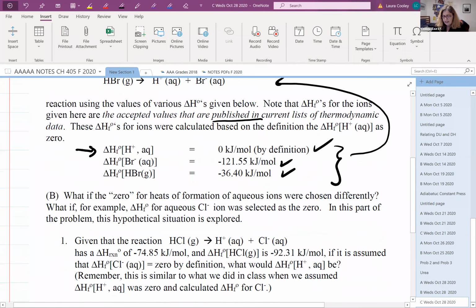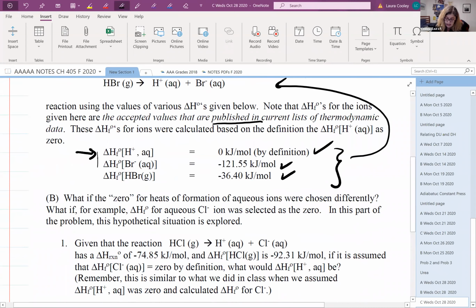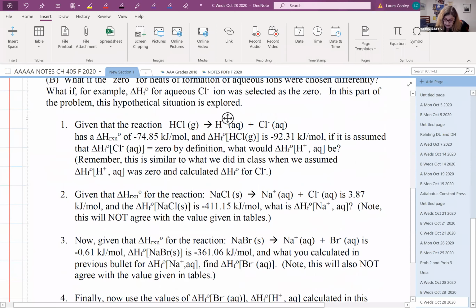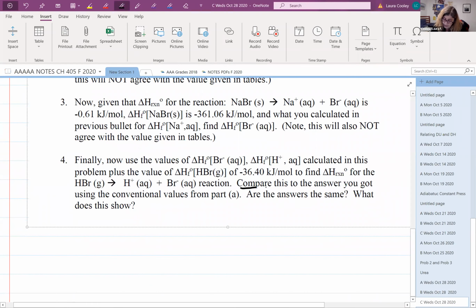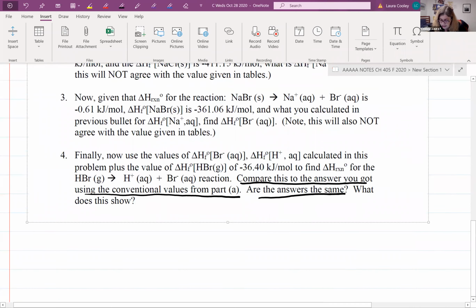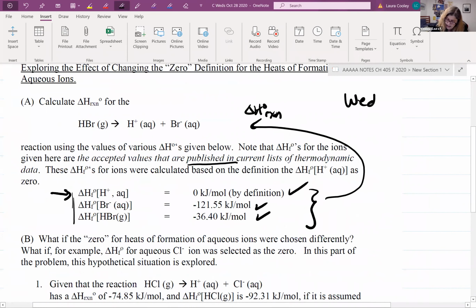Okay, and then you just save that number. And then we use a different zero. And then I have you figure out what the delta HF zeros of these things are based on that new zero. And in the end, it says compare this answer to the answer you got using the conventional values. Are they the same? And what does that show? So anyway, that's the special problem on aqueous ions. So there's 2 of them for you to do. They're going to be due Wednesday of next week.